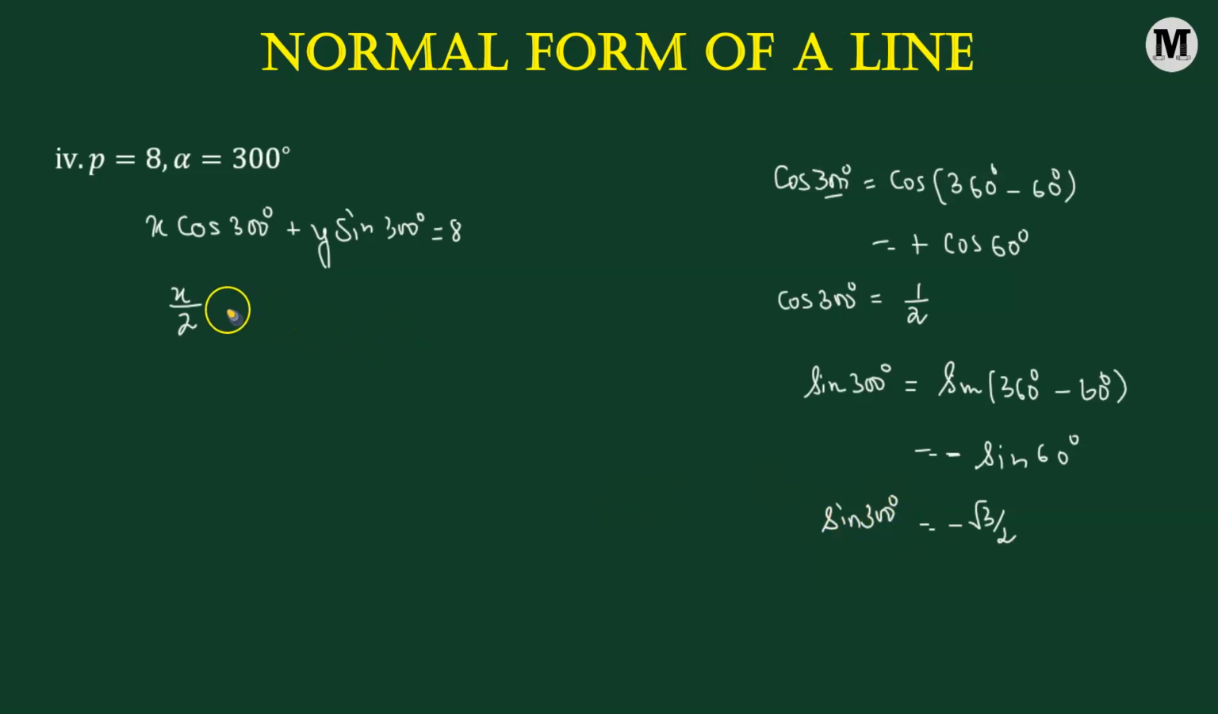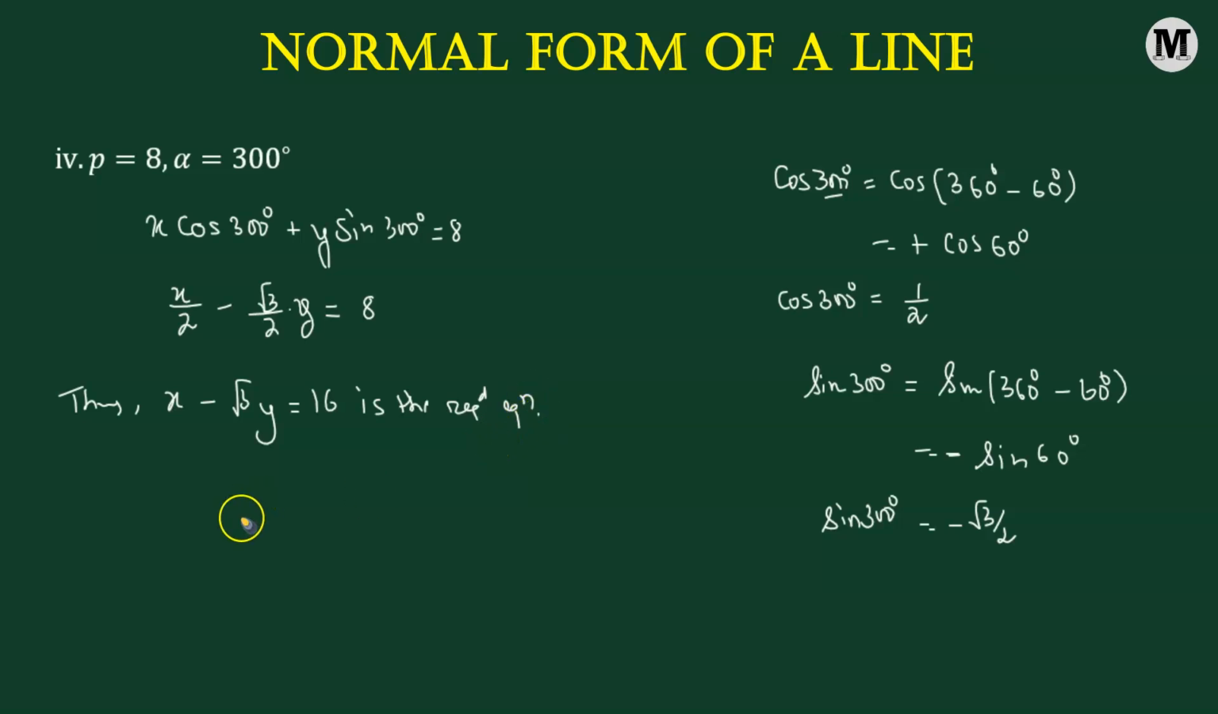We'll substitute this into our equation, so we get negative square root of 3 over 2 multiplied by y, and that is going to be equal to 8. Let's multiply with 2. So we get x minus square root of 3y equals 16. Thus, x minus square root of 3y equals 16. This is going to be the required equation of the straight line. Okay, now let's move on to the fifth problem.